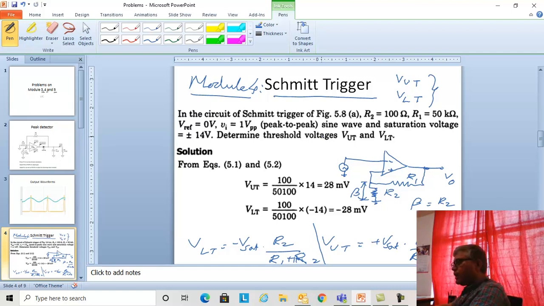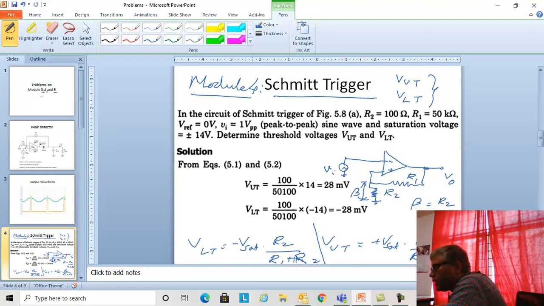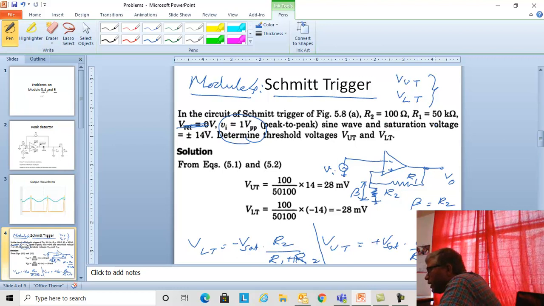Now what they are asking you to find out, this is a schematic of this. This is my VI, the input voltage, which is given as 1 volt peak to peak. V reference is 0 volt, they are saying. R2 is 100 ohm, R1 is 50k, and V reference is 0, so you don't have to worry about V reference. This is just to confuse you. So R2 is 100 ohm here, and R1 is 50k.